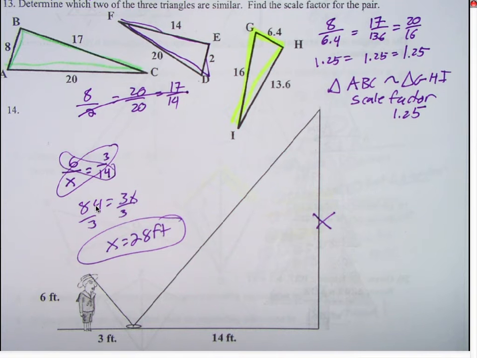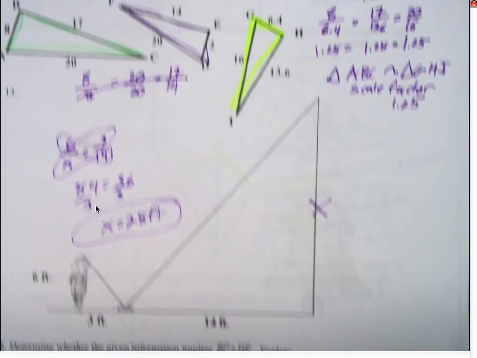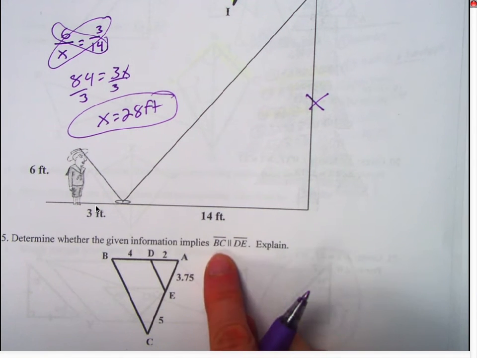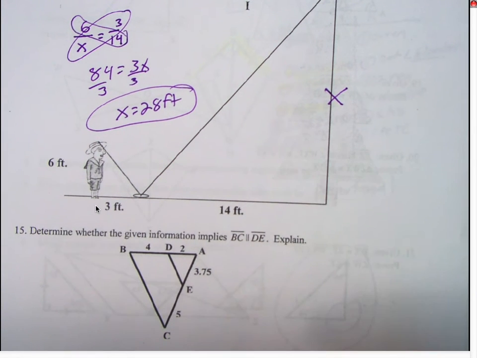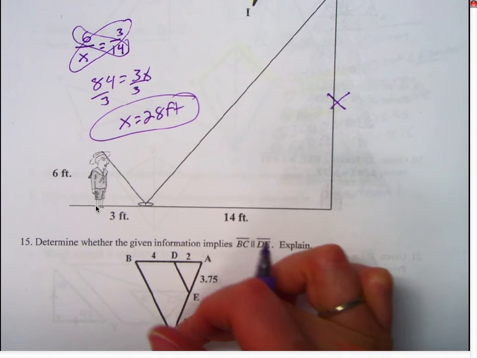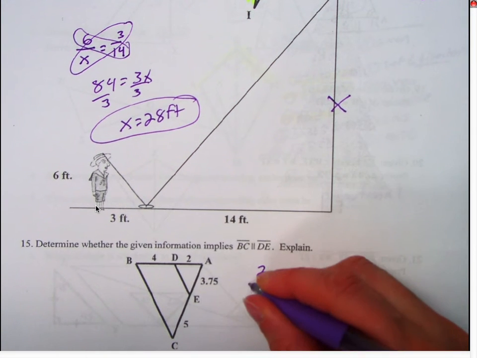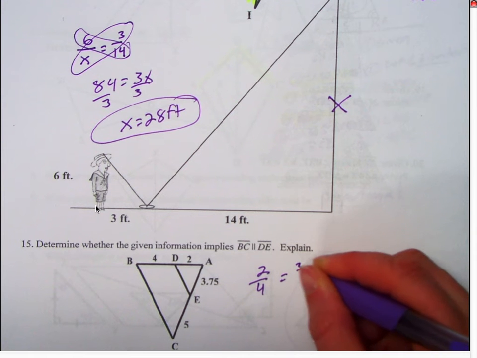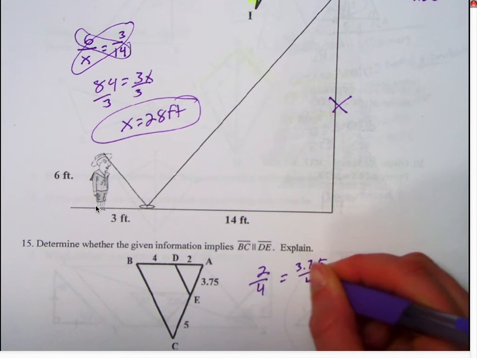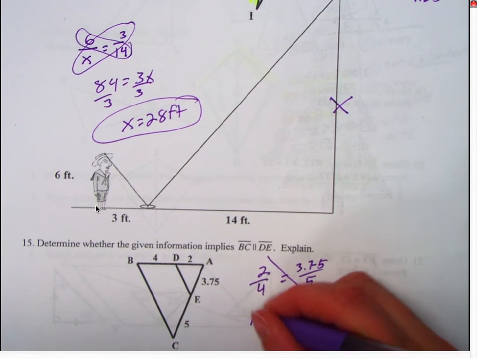We're not done with the third page, and we have 4 pages. We're going to go ahead and see if BC is parallel to DE. In order to see if they're parallel, the sides should be proportional to each other. Does 2 over 4 equal 3.75 over 5? No. So it's not parallel.